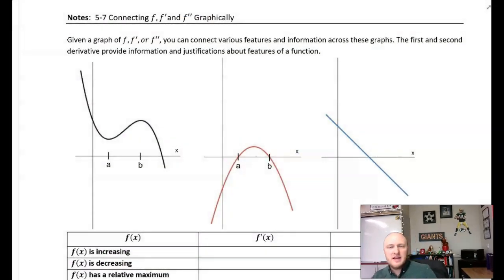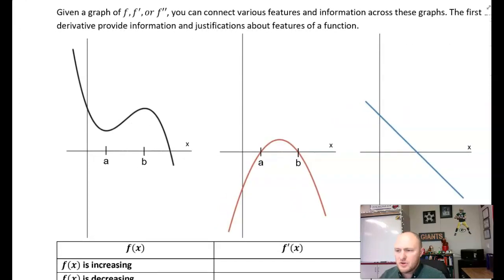Today we are going to look at a given graph of f and f prime, and we're going to connect various features and information across these graphs. Additionally, the first and second derivatives will provide us information and ultimately justifications about our features of a function. So I want you to look at these three graphs here. Our first graph is f of x. The second graph is f prime of x. And the third graph is f double prime of x.